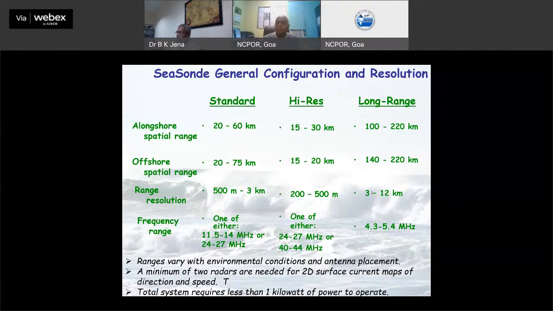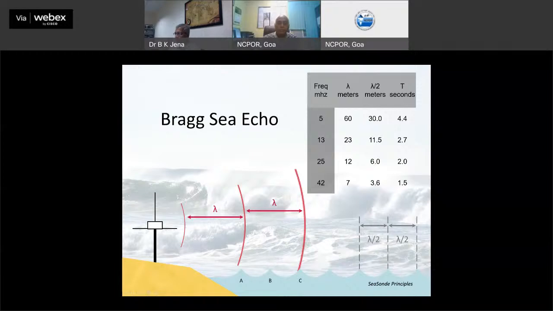And we made a grid size of a 6 kilometer range. I'll be coming to that, this is the in details. So here I have put the frequency 5 megahertz, 13 megahertz, 25 megahertz, 42 megahertz. This 5 megahertz is called a long range, 13 to 25 megahertz is called a standard range, and 42 megahertz is called a high resolution range.